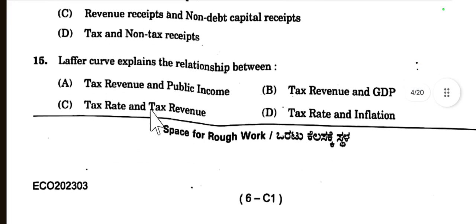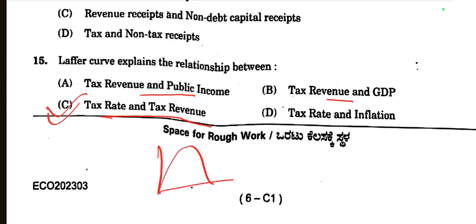Then question number 15. Laffer curve explains the relationship between tax rate and tax revenue. Option C is the right choice. Laffer curve shows the relationship between tax rate and tax revenue.